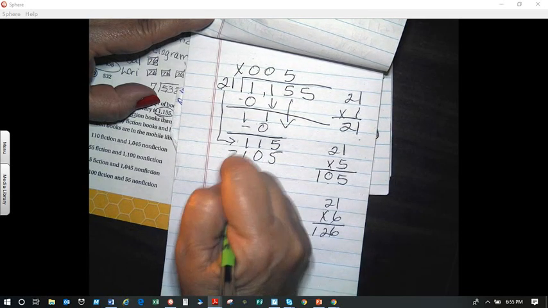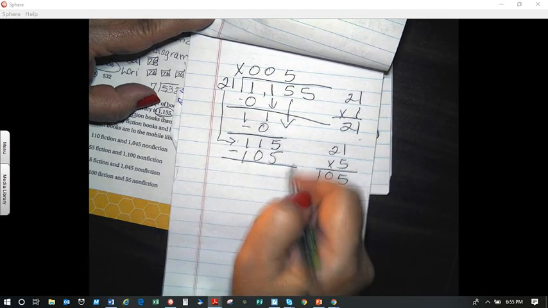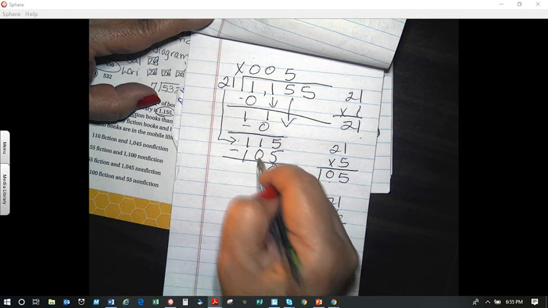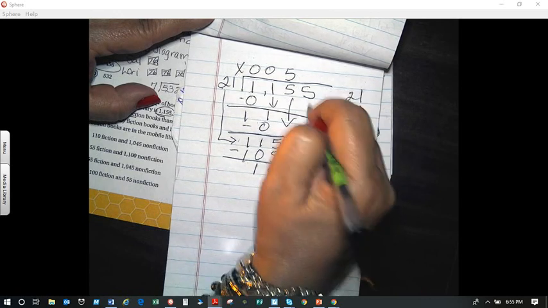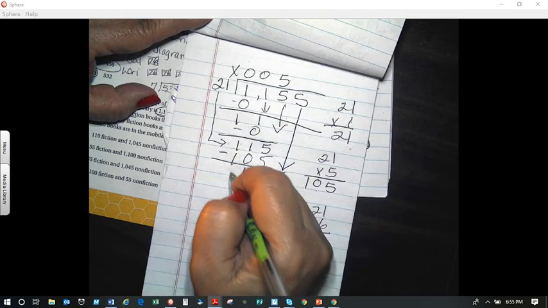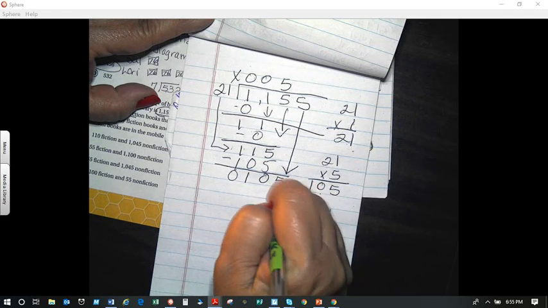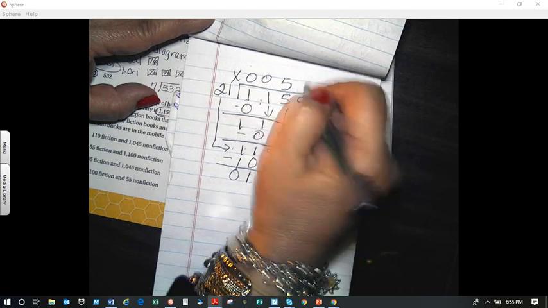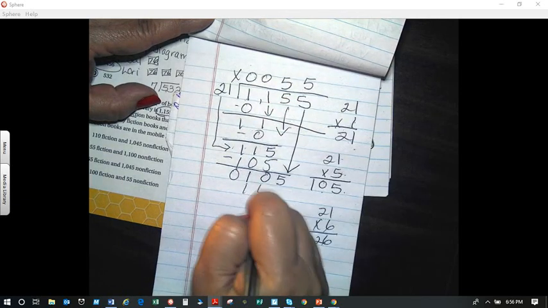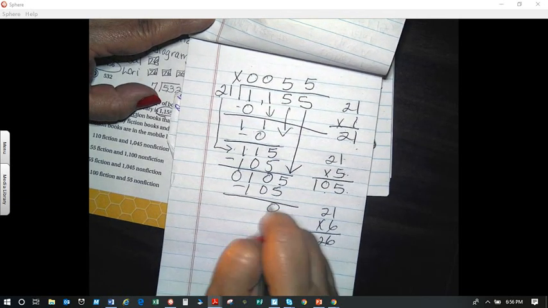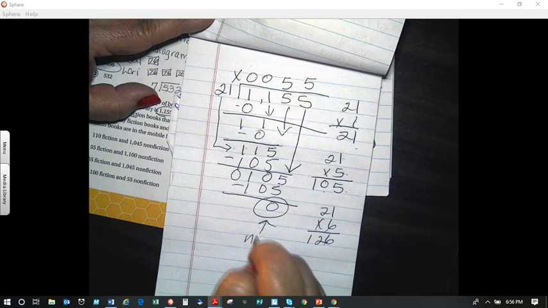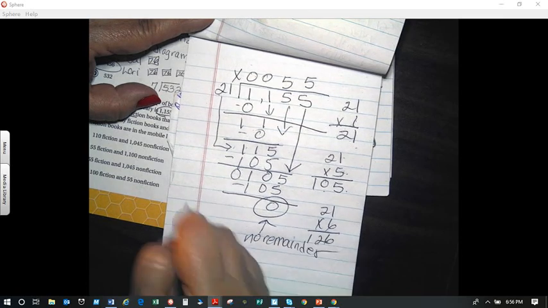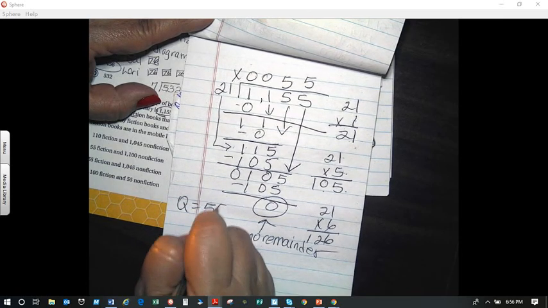And remember, division is repeated subtraction. So 5 minus 5 equals 0. 1 minus 0 equals 1. And 1 minus 1 equals 0. Bringing down my last 5. Oops, look at that. 5 groups of 21 equals 105. And I have a remainder of 0. So there is no remainder. So my quotient equals 55.